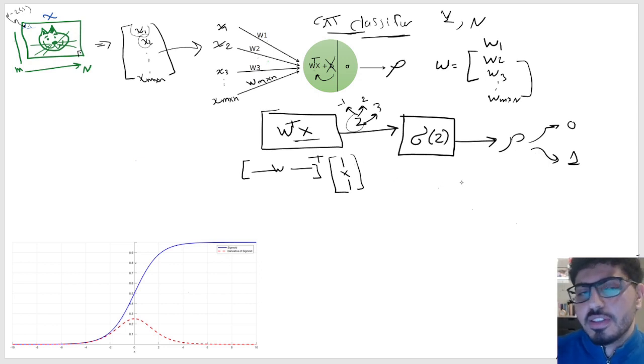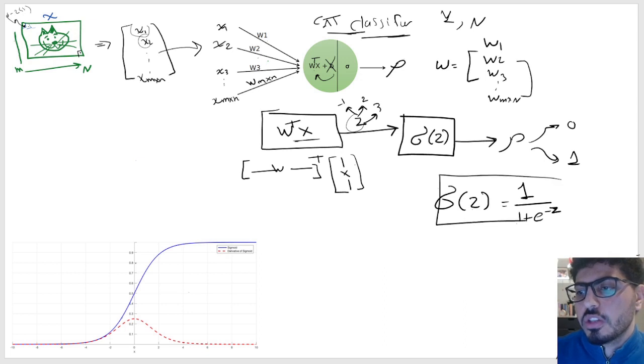Okay, so how does the sigmoid function do it? This is what the sigmoid function looks like. It is 1 over 1 plus e to the negative z. This is the equation of the sigmoid function. So for example, if you have a score of 2, it will be 1 over 1 plus e to the negative 2, which is something like 0.88.